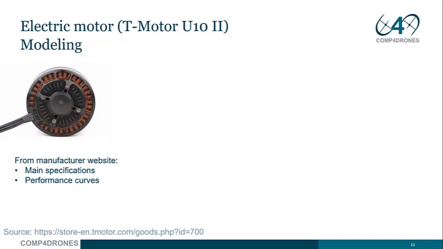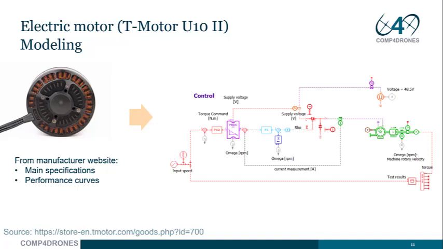So we went to the manufacturer website, where we could retrieve some main specifications and the performance curves. We then created the model. You can see a screenshot of it on the left, where we tried to reproduce basically the test described by the manufacturer. The electric motor, you can see here, was connected to a torque source. Also the velocity speed was known, and then the voltage applied to the motor is controlled by the motor controllers.